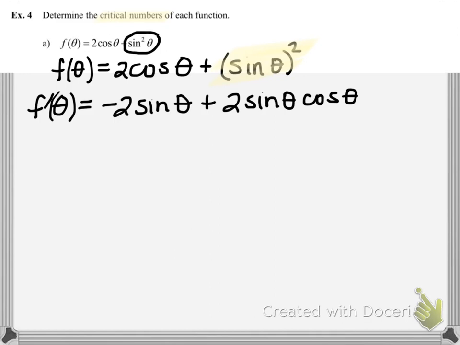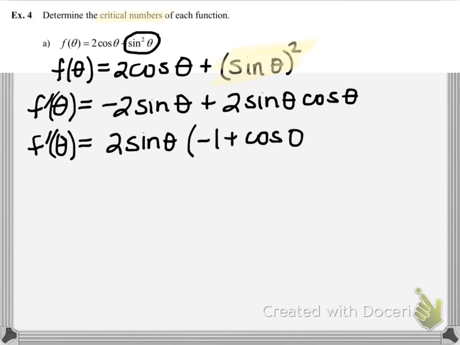And if you've watched any of my other videos on finding maximums and minimums with critical numbers, I always like to factor my derivatives if possible. I find the algebra easier later on if we go ahead and factor now. So I'm going to factor out a 2 sine theta, and that'll leave me with negative 1 plus cosine theta. So this is the factored form of my derivative.